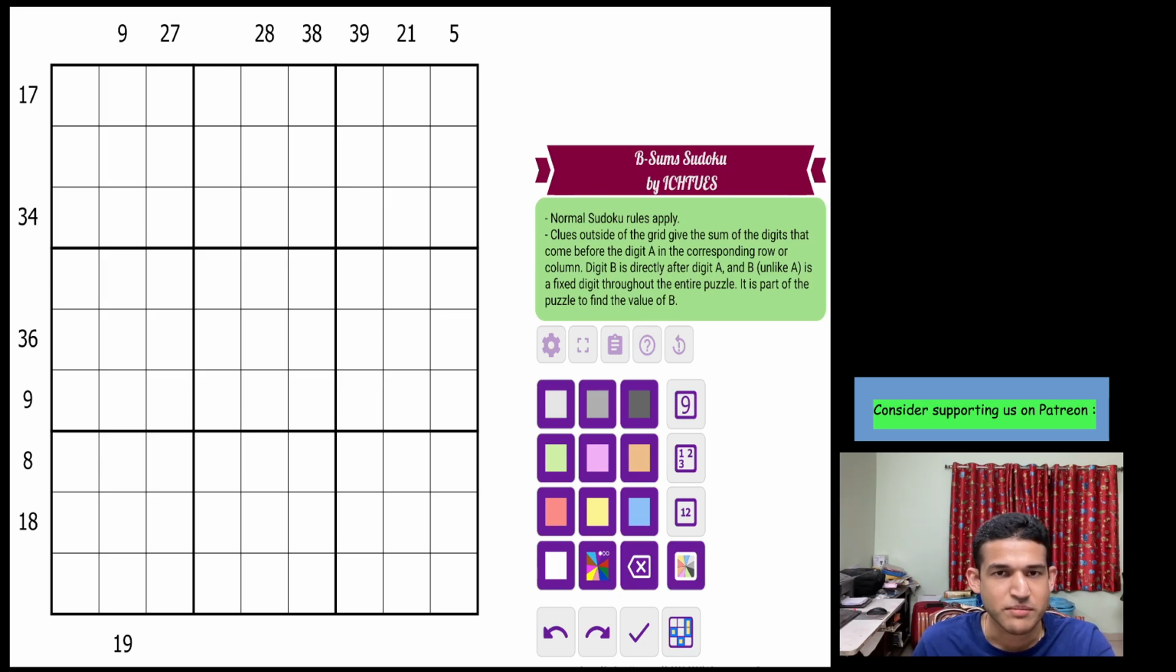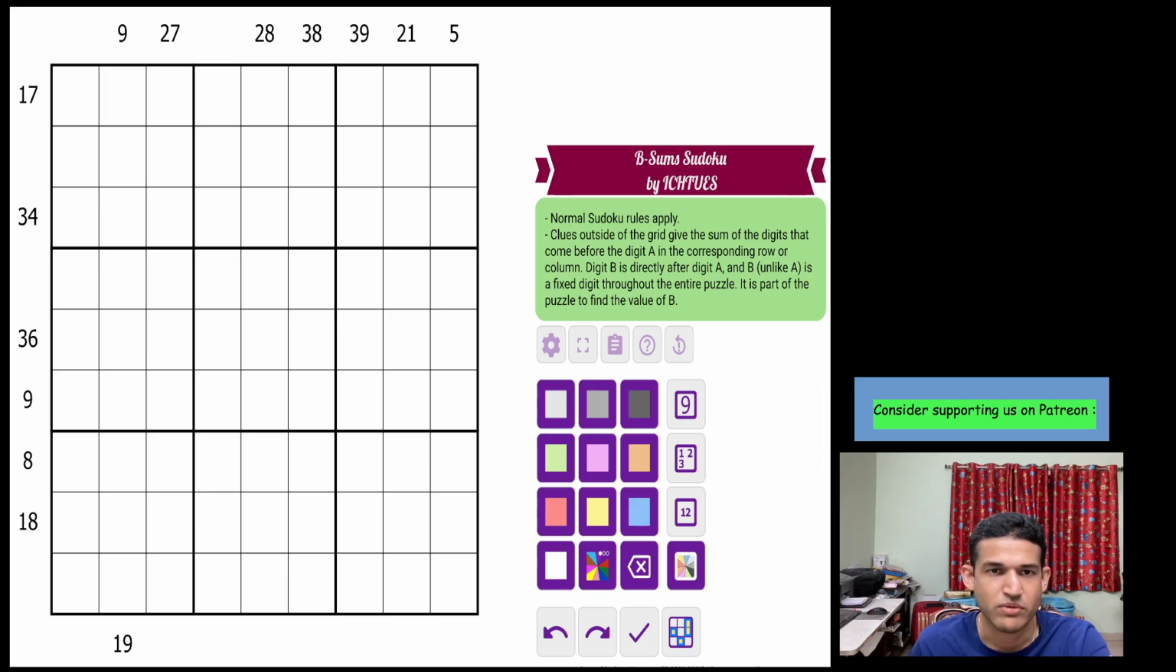Okay, classic rules apply. Each row, each column and 3 by 3 box in the grid has digits from 1 to 9 without any repetitions. Now the next is the variant part. Clues outside the grid. For example, let's say the clue which is given outside row 1, 17, gives the sum of the digits that come before the digit A in the corresponding row or column. Digit B is directly after digit A, and B, unlike A, is a fixed digit throughout the entire puzzle. It's part of the puzzle to find the value of B.